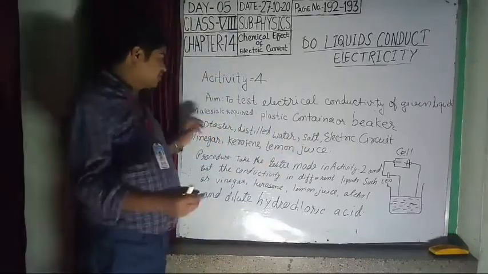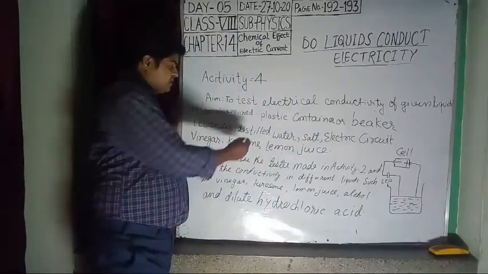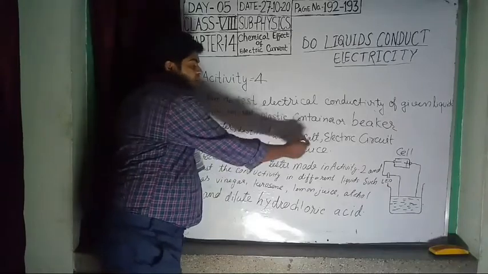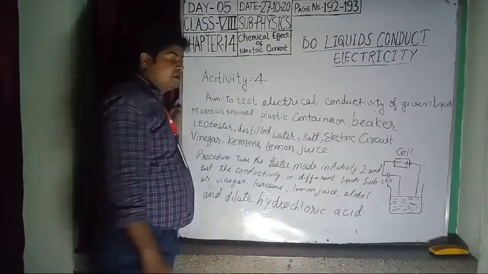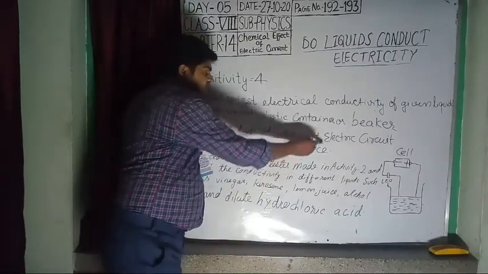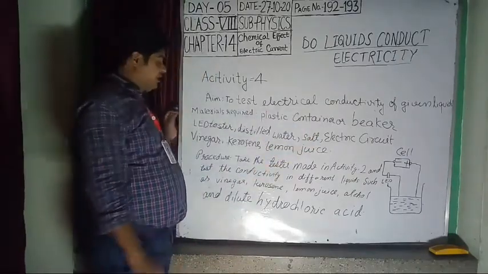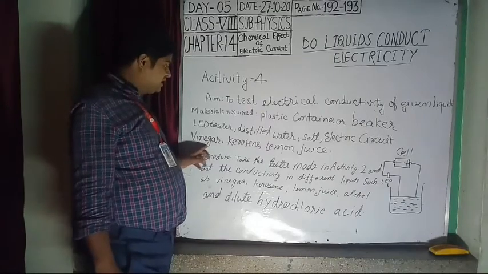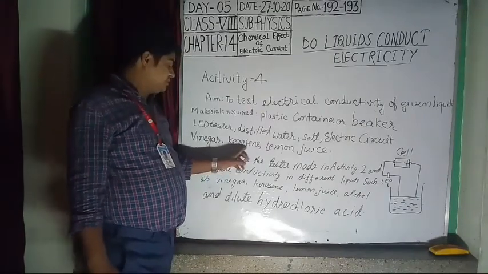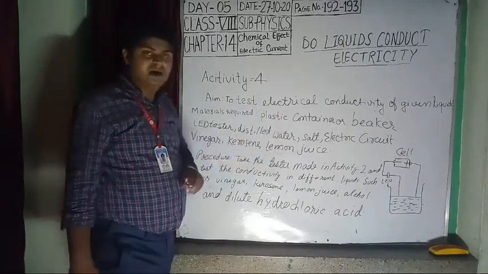Most of the things here are in liquid form: distilled water, vinegar, kerosene, lemon juice. Salt is in solid form, but when you check whether salt is a good conductor of electricity, you will make a solution of salt.